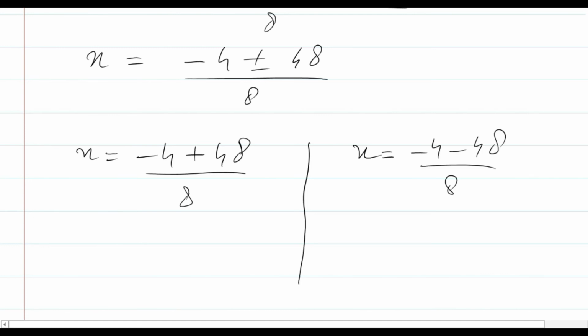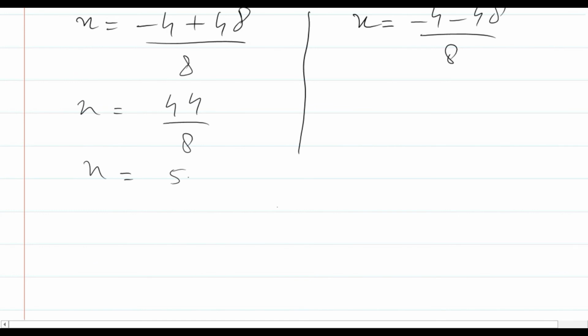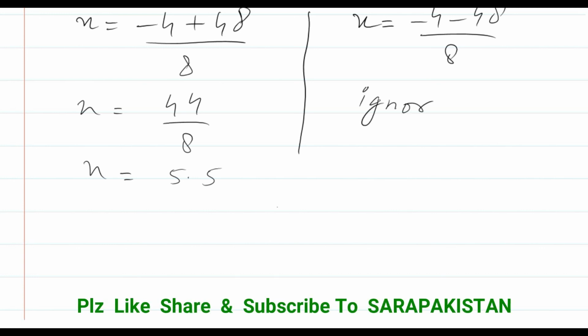x is equal to 44 over 8 and x is equal to 5.5. On the right side we will ignore this part because it has a negative value. So here the value of x is 5.5 centimeter.